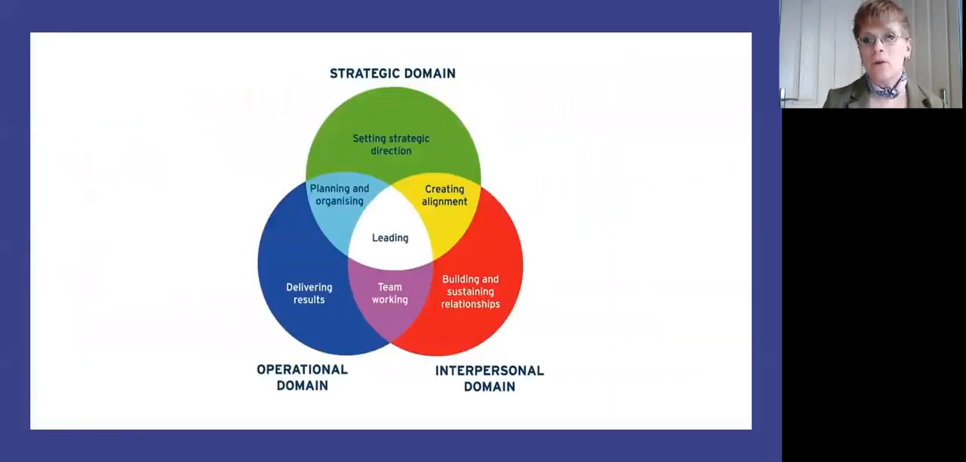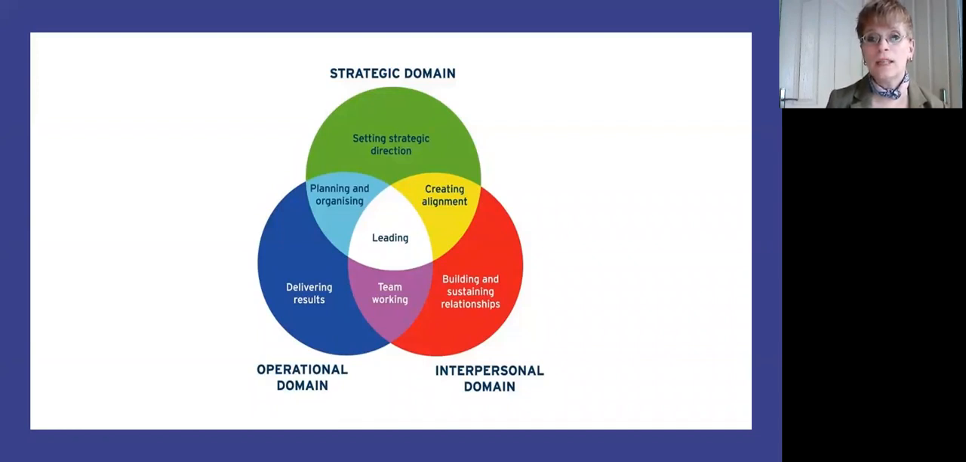Here's my favorite model for leadership. There are three basic domains. One is the operational domain. That's just the functioning as a leader. Another is the strategic domain, which is putting the plans together, setting the strategy overall, and knowing how to get to the results that you want in the operational domain. The third domain is interpersonal. And without relationships of one sort or another, the other two don't work.